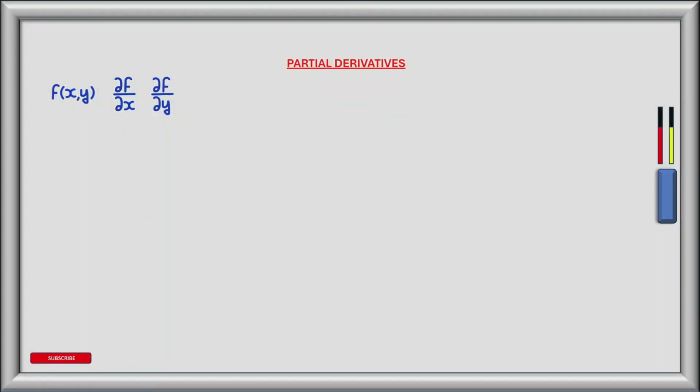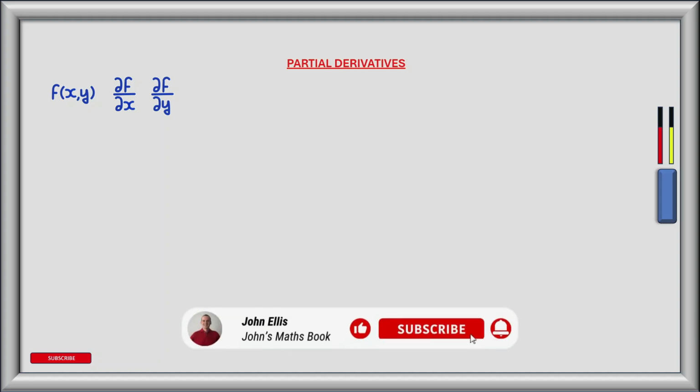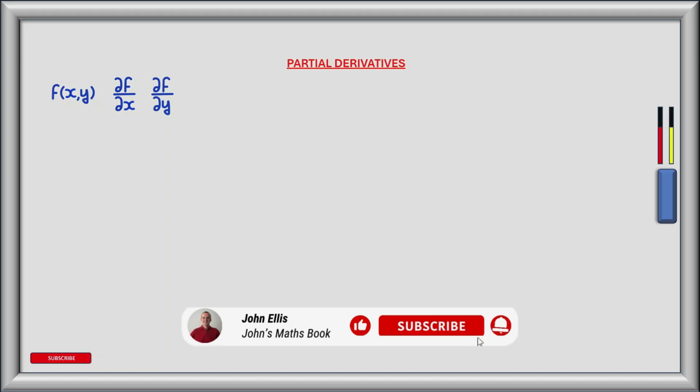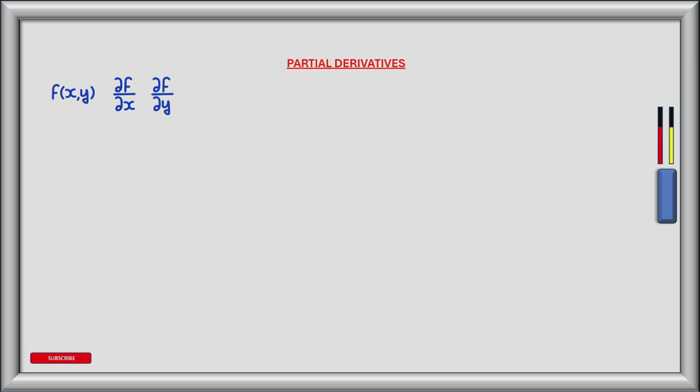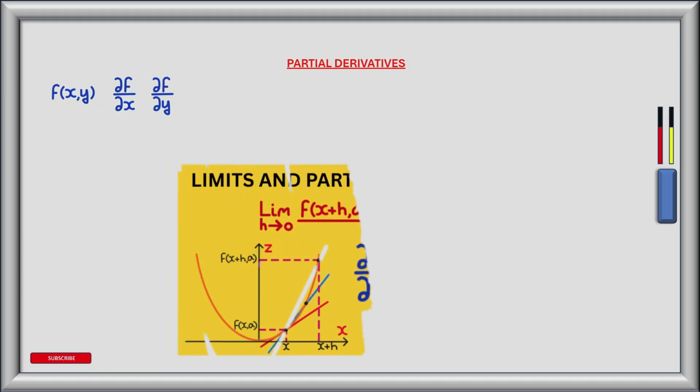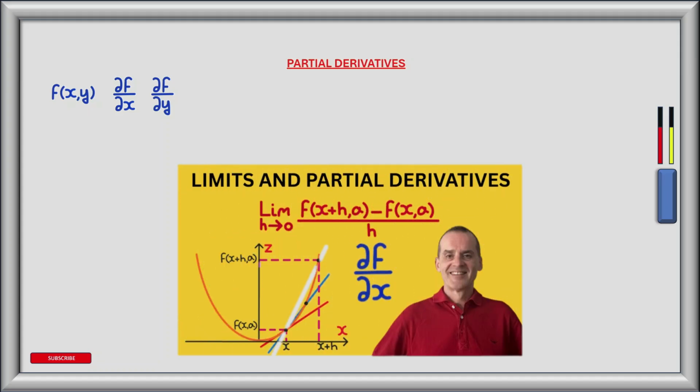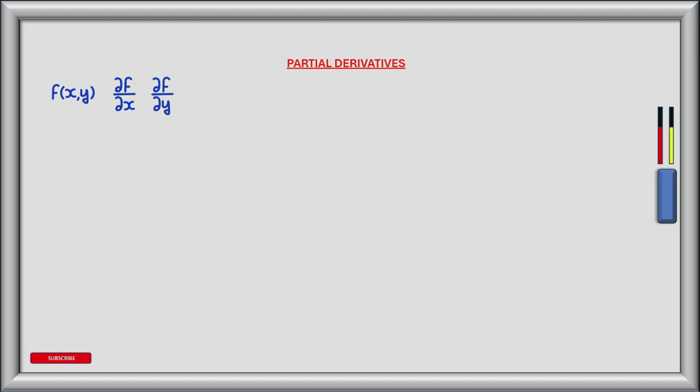Let's look at how we take derivatives of multivariable functions, that is, functions with more than one variable. To take the derivative with respect to one variable in a multivariable function represents the rate of change of the function as the variable changes while holding all other variables constant. We've looked at how this works with limits, and if you haven't already watched it, please check out this video to further understand the process.